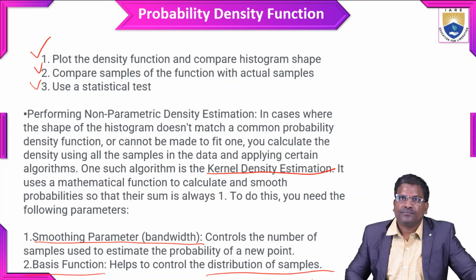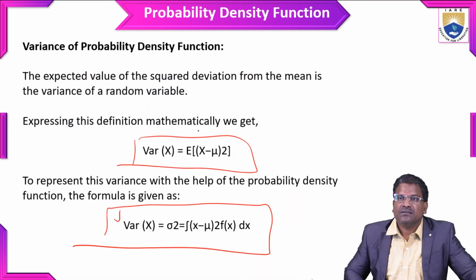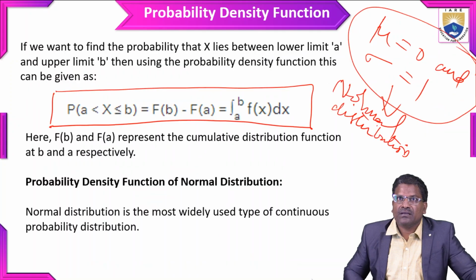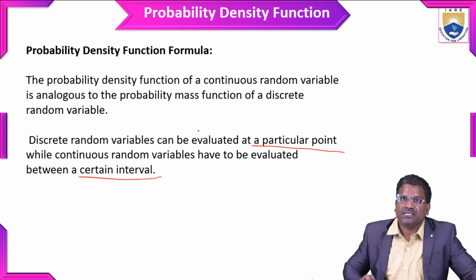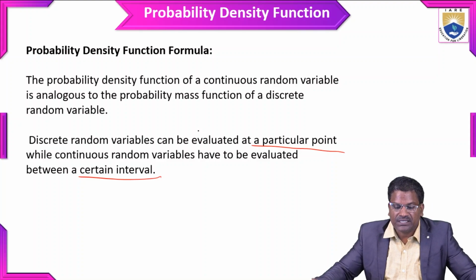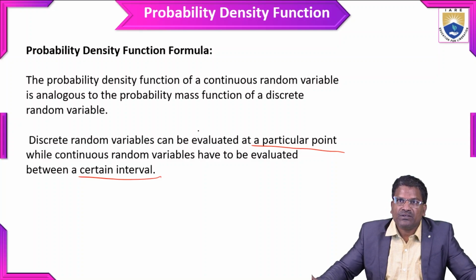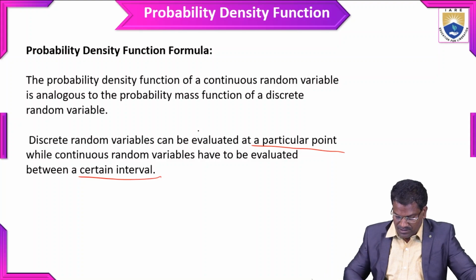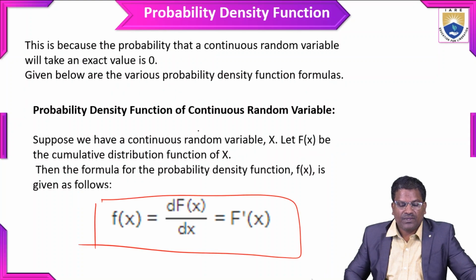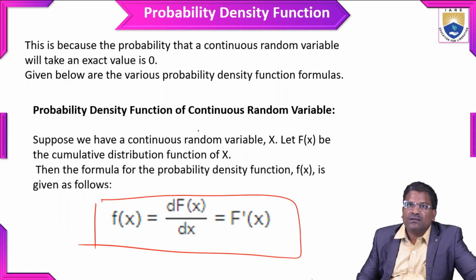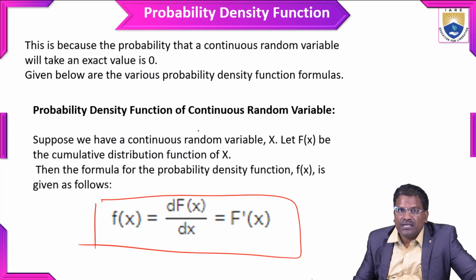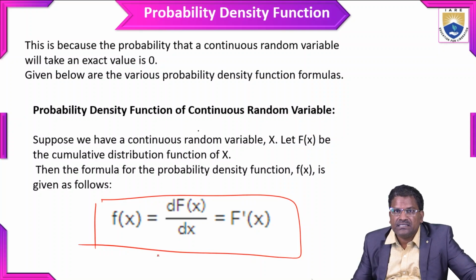So let us see recapitulation of this topic, probability density function. So this probability density function, it is evaluated in a particular range. The probability density function of a continuous random variable can be defined mathematically as f of x is equal to the derivative of the continuous random function F of x, that is, f of x is equal to F dash x.